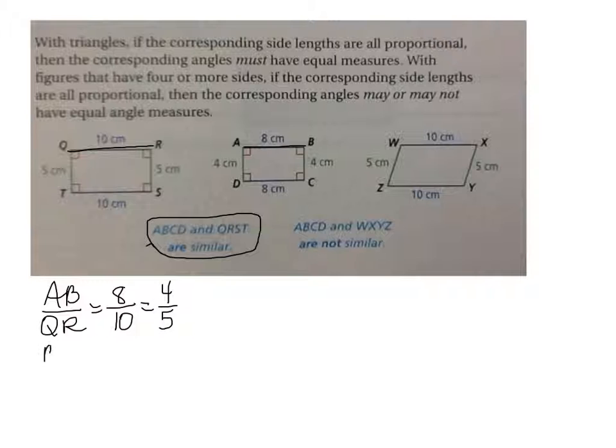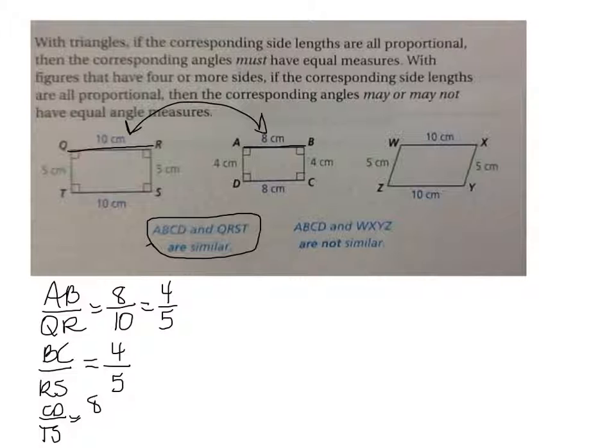What corresponds to BC? RS. I'm only comparing these two right now. BC is 4, RS 5. What corresponds to CD? Good, TS, which is also 8 to 10, which goes 4 to 5.